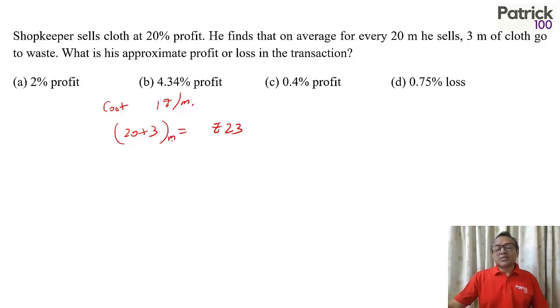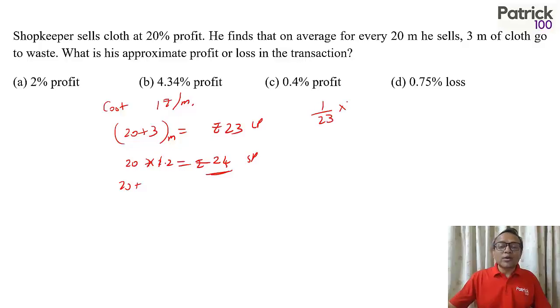Suppose he buys 23 meters, sells 20, and 3 go to waste. So the cost is 23, and he's selling 20 at a profit of 20%. That is 20 into 1.2, so the selling price is 24, or you can say 20 plus 20% of 20, whichever, it is 24. So with selling price 24 and cost price 23, the profit is 1 out of 23 into 100.